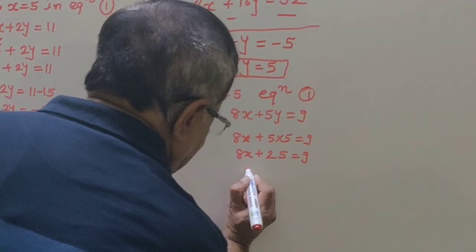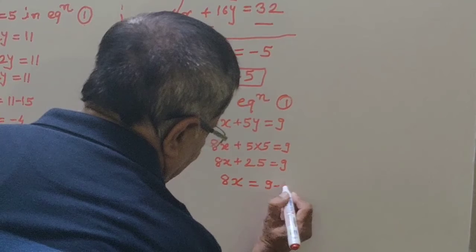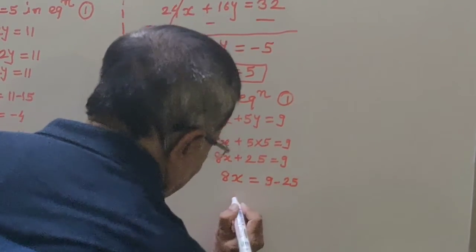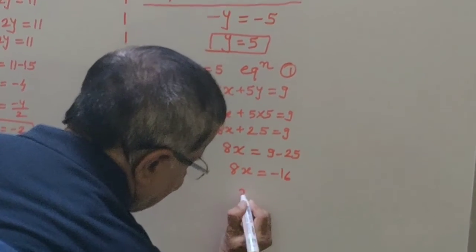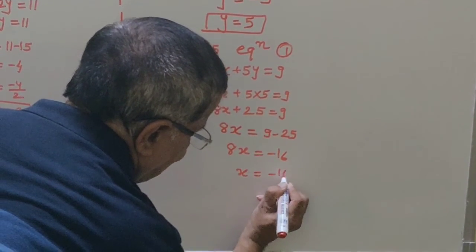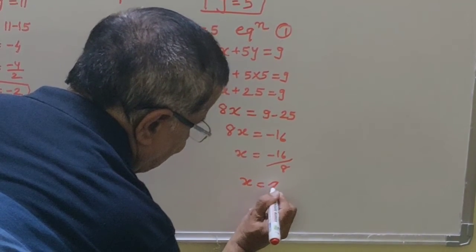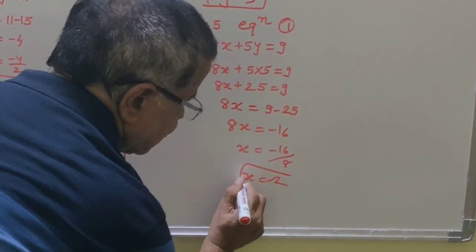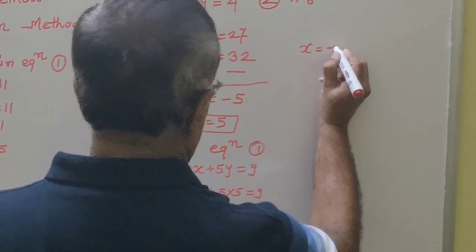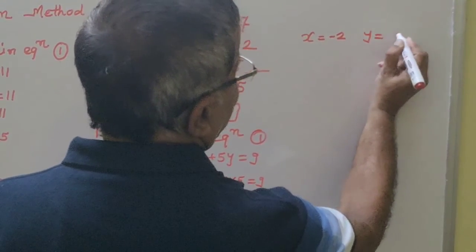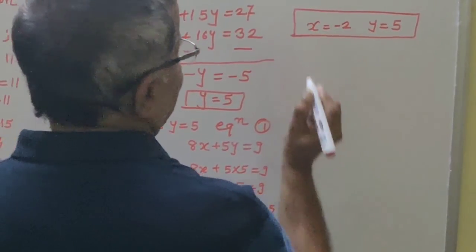I will transfer 25 to the other side. So 8x is equal to 9 minus 25. So what will come here? 8x is equal to minus 16. So x is equal to minus 16 upon 8. So the value of x is equal to minus 2. So x is equal to minus 2 and y is equal to 5 are the required values for the given linear simultaneous equations.